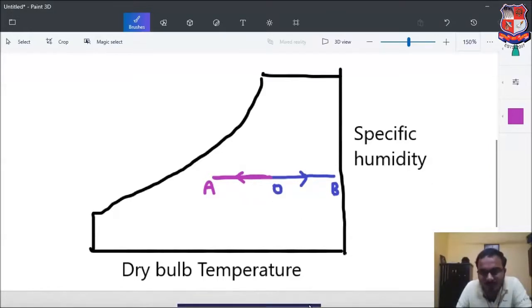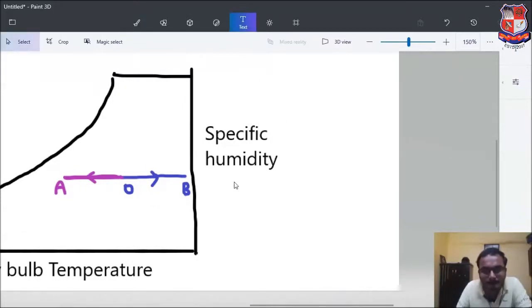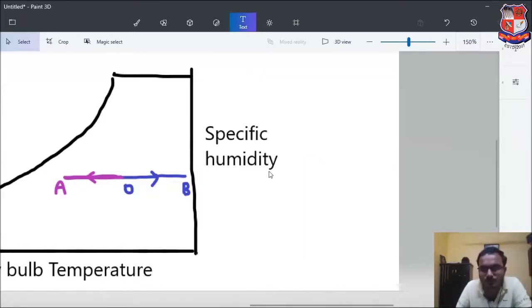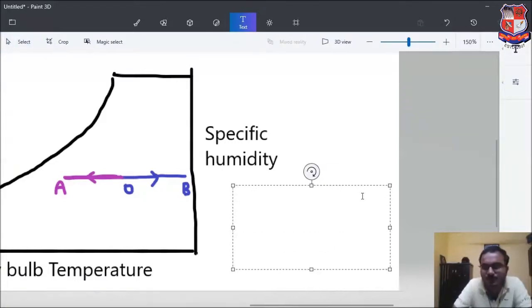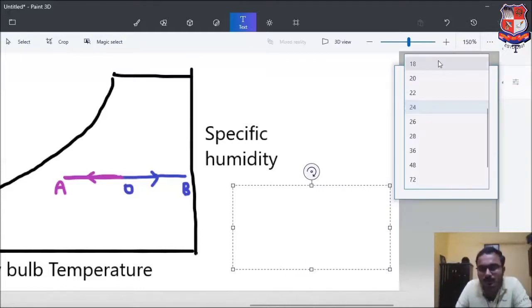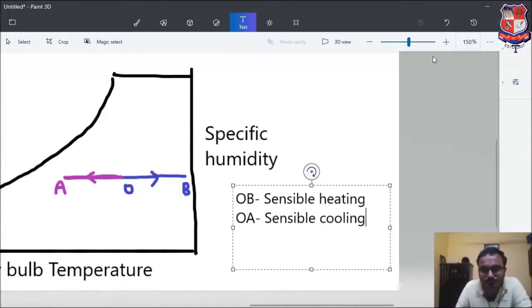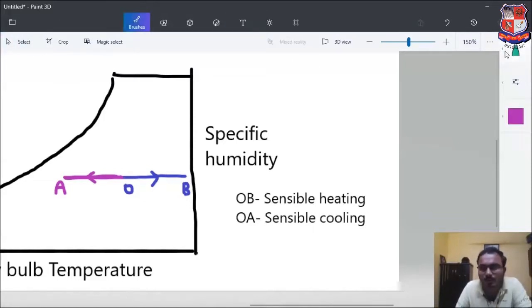So one by one we can mention them. So we can say OB is sensible heating, OA is sensible cooling. Then we will go through other processes.